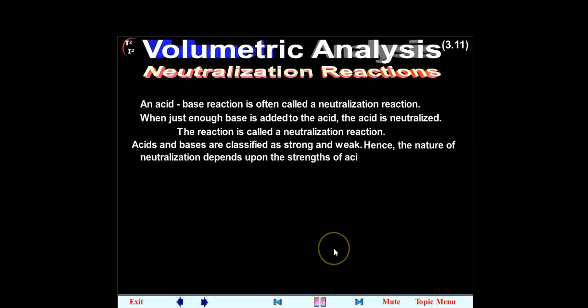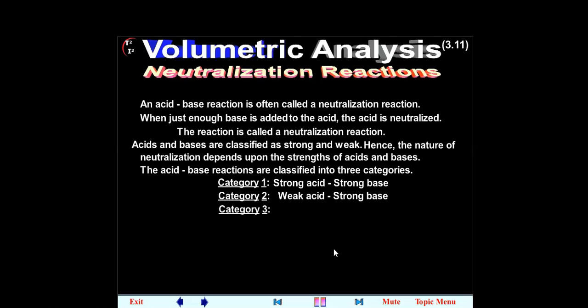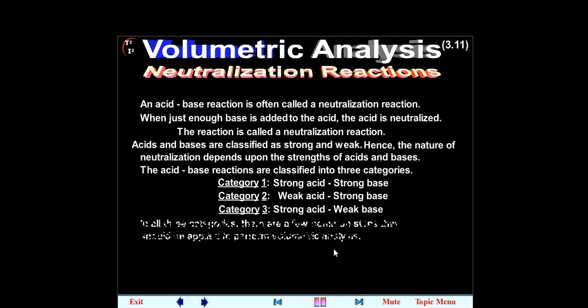Hence, the nature of neutralization depends upon the strengths of acids and bases. The acid-base reactions are classified into three categories. Category 1, strong acid, strong base. Category 2, weak acid, strong base. Category 3, strong acid, weak base. In all three categories, there are a few common steps that should be applied to perform volumetric analysis.